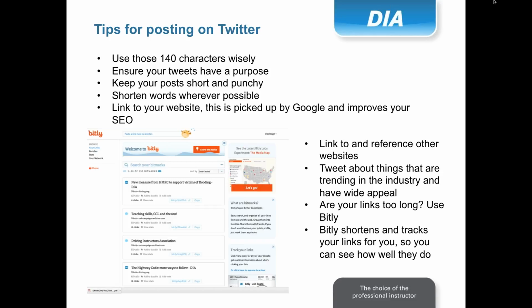So ensure your tweets have a purpose. Always think about what you want to post before you post it. Keep them short, keep them punchy. People don't spend a lot of time reading on Twitter. They scroll through things very, very quickly. So to have a look, if it's a bit long-winded or not of relevance to them, they kind of march on, they move on. So keep them short and punchy, and shorten words wherever possible. So things like days of the week and dates and things like that. I wouldn't use street or slang or anything like that, but shortening words is not a problem.